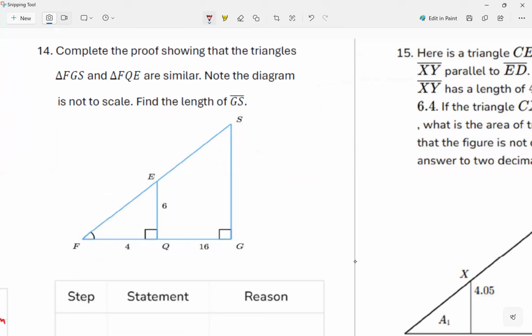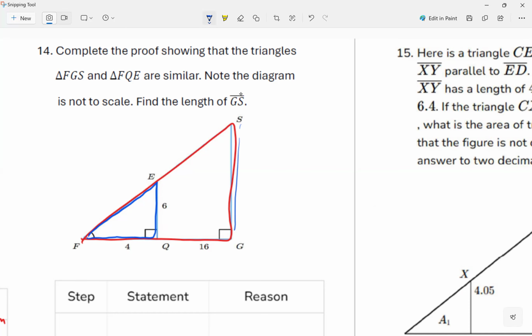Let's take a look at another proof here. Complete the proof showing that the triangles FGS, which is this big triangle, and triangle FQE, this smaller triangle, are similar. I highlighted them in red and blue so we can see which two triangles I'm talking about. Note the diagram is not to scale. And then to finish this, it says find the length of GS. Oh, I want to find this length.